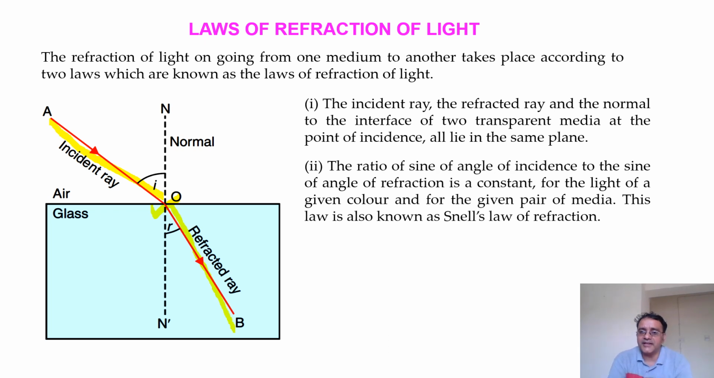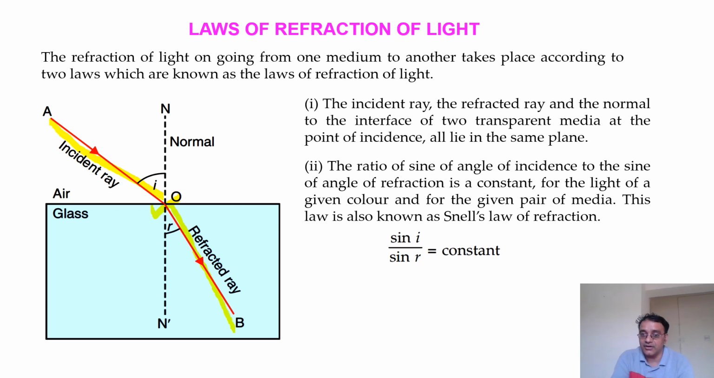Okay, and the ratio of sine of angle of incidence to the sine of angle of refraction is a constant for the light of a given color and for the given pair of media. This law is also known as Snell's law of refraction. We haven't studied trigonometry yet. So sine of angle of incidence we can denote in short by sin i, and sine of angle of refraction we can write in short as sin r. Okay, so sin i by sin r is equal to a constant, right?